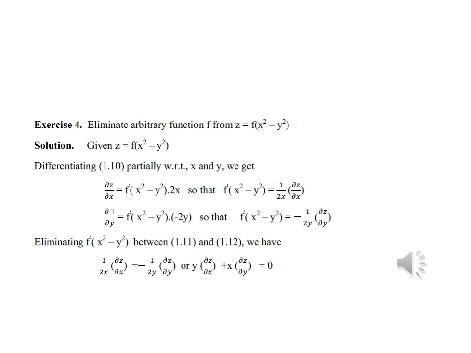Now let us see another example. Eliminate the arbitrary function from z is equal to f of (x square minus y square). Here also you partially differentiate with respect to x and y. Here clearly it consists of only one function, so try to divide the two equations that we received by taking partial derivatives with respect to x and y. So finally you can formulate the answer.